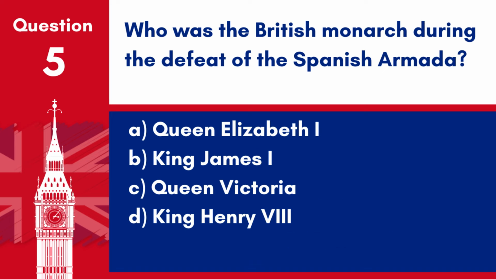Question 5. Who was the British monarch during the defeat of the Spanish Armada? A. Queen Elizabeth I. B. King James I. C. Queen Victoria. D. King Henry VIII. Answer: A. Queen Elizabeth I. Queen Elizabeth I was the monarch during the defeat of the Spanish Armada in 1588.